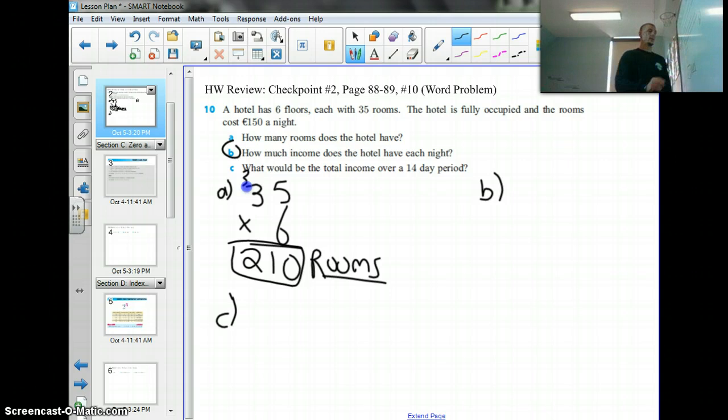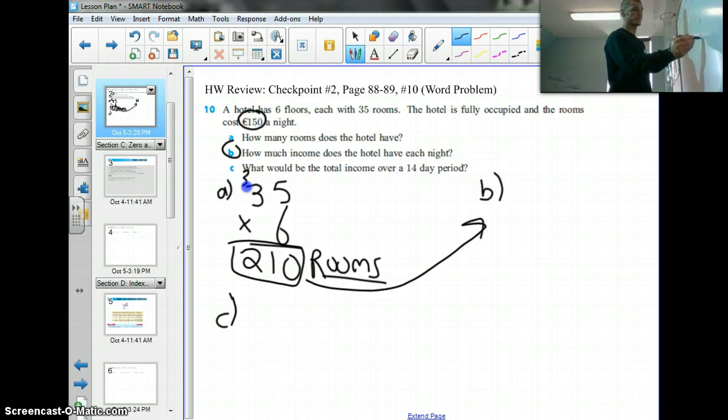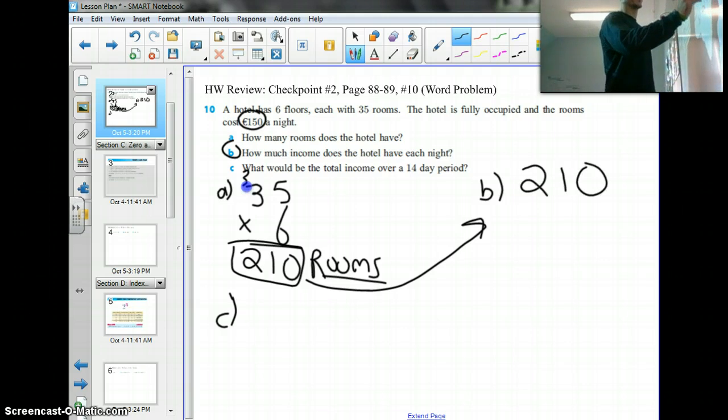So let's go on to B now. How much income does the hotel have each night? Well, we now have to use a piece of information we've yet to use, so it's right here. 150 euros a night is what it costs, and euros is just dollars in Europe. So for B, we're going to have to use A, because we want to know if every room is used. So that's 210 rooms. If every room is used, how much money are we going to make in one night?